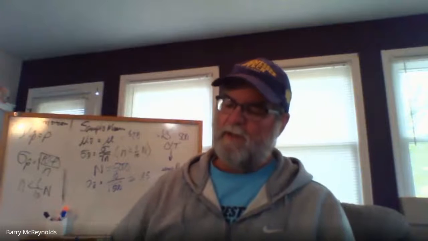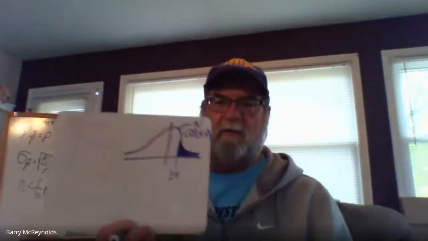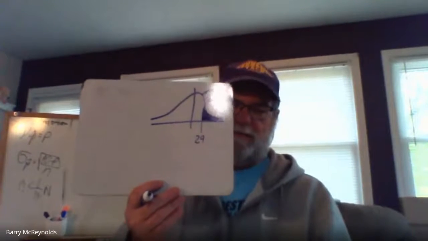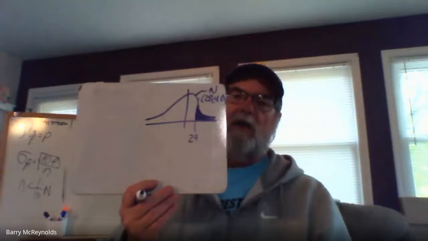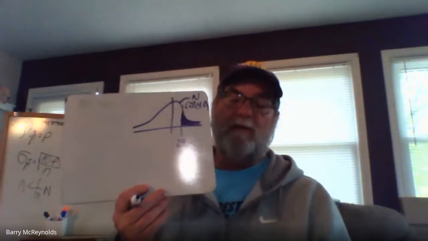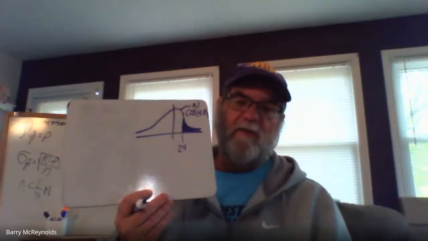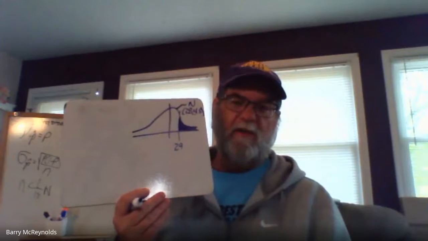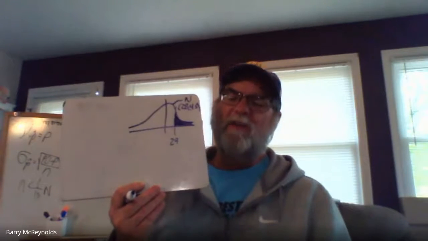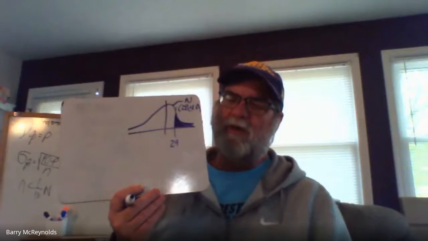And we want to know the probability of being to the right of $29. Okay, we want to know the area to the right of $29. That's much larger than one standard deviation. It's even larger than two standard deviations away. So we're expecting that probability to be pretty small.